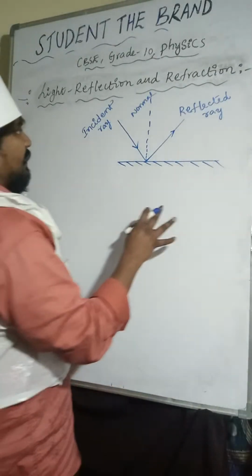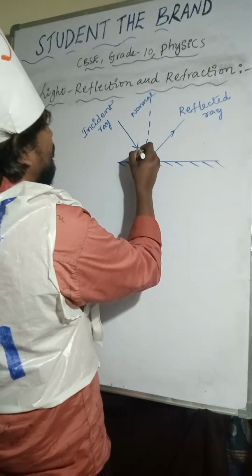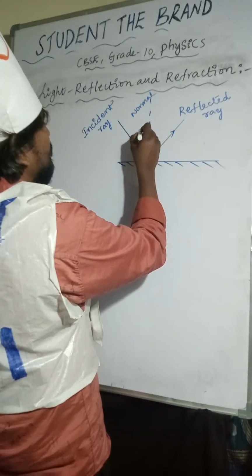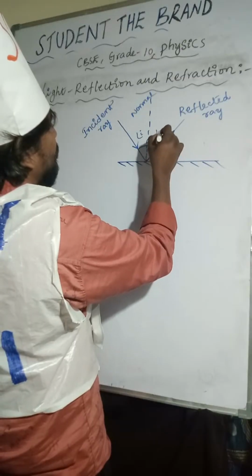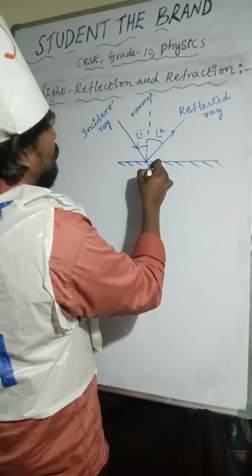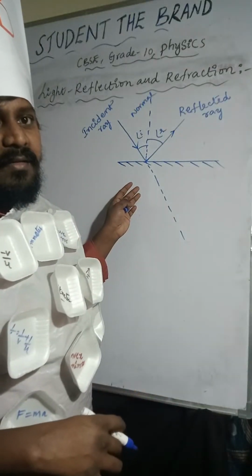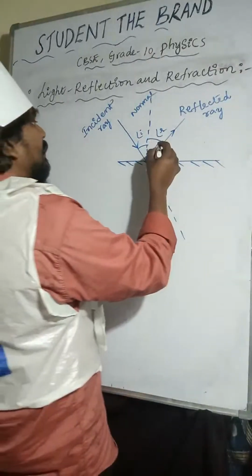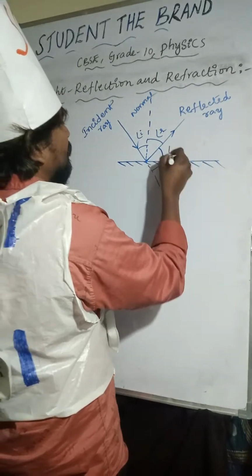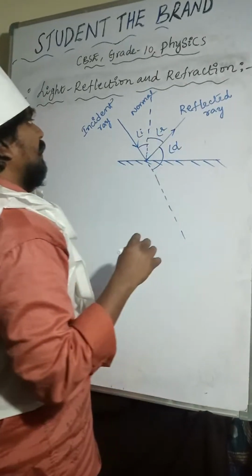The angle between the incident ray and normal line is called the angle of incidence. The angle between the reflected ray and normal line is called the angle of reflection. This undeviated line: the angle between the reflected ray and the undeviated line is called the angle of deviation.